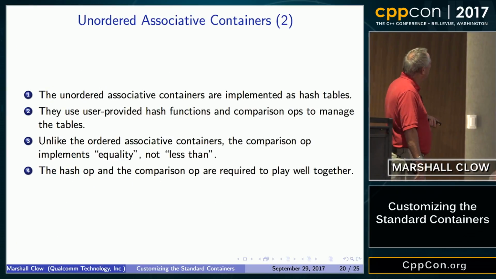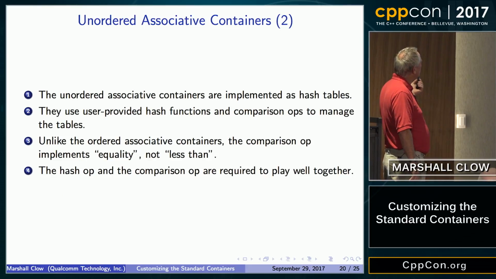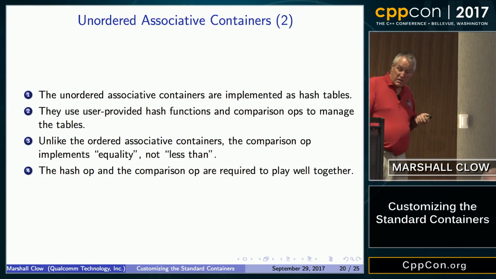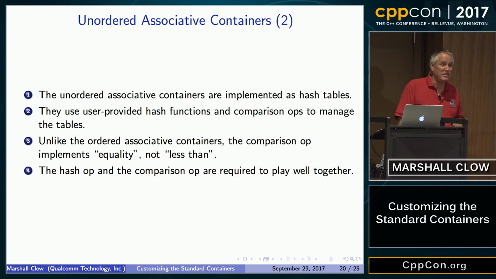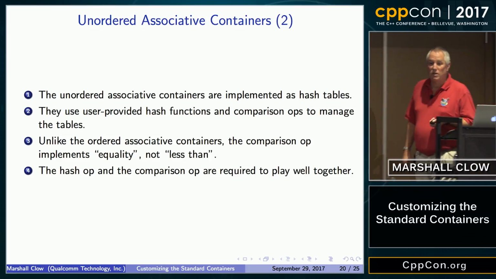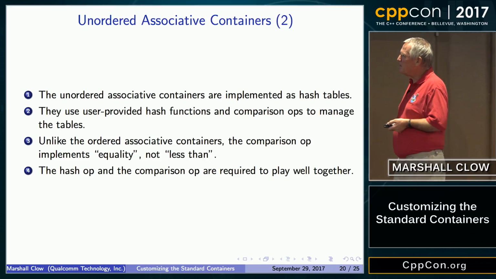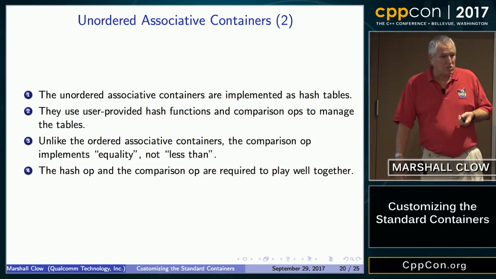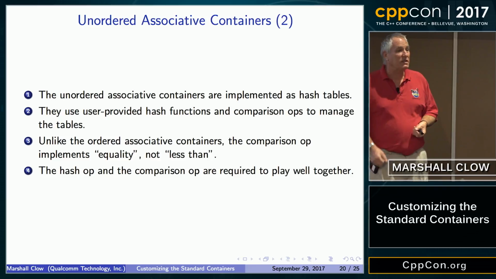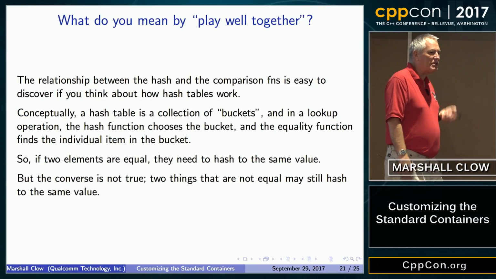Okay? They implement as hash tables, right? The predicate implements equality, not less than. It doesn't try to impose an order on your things. It just says, is this the same as the other? And the hash function and the comparison operator are required to play well together. What the heck does that mean?